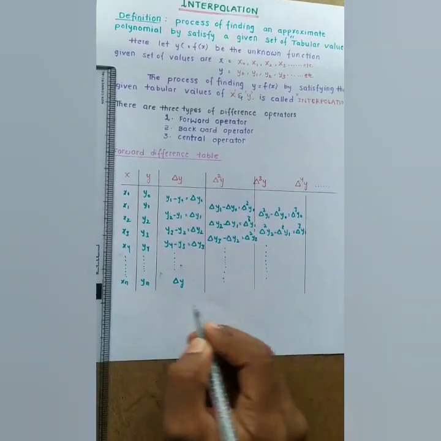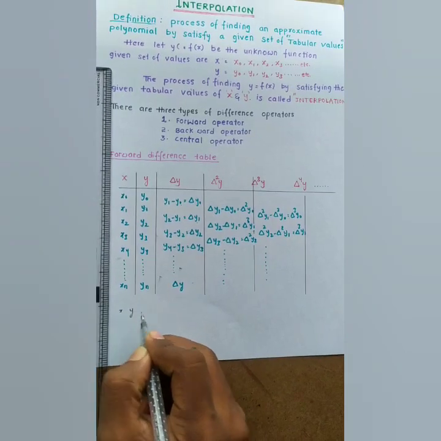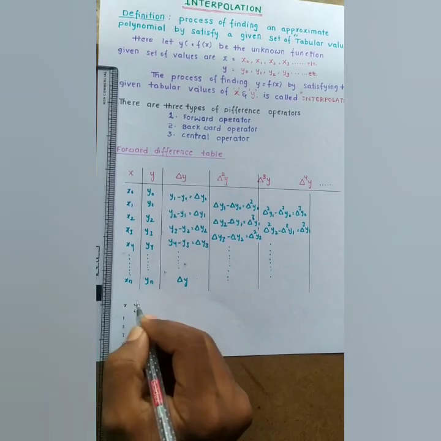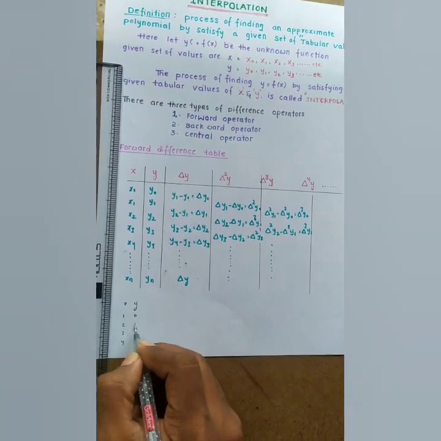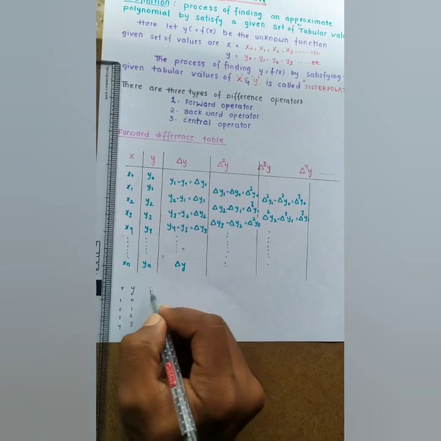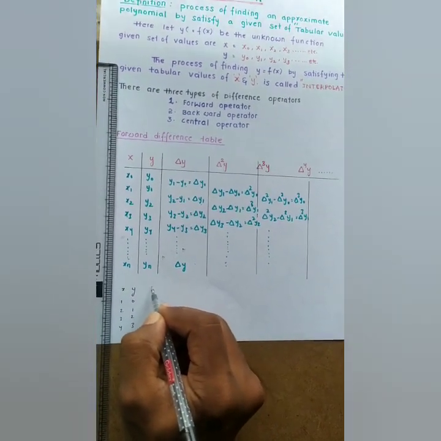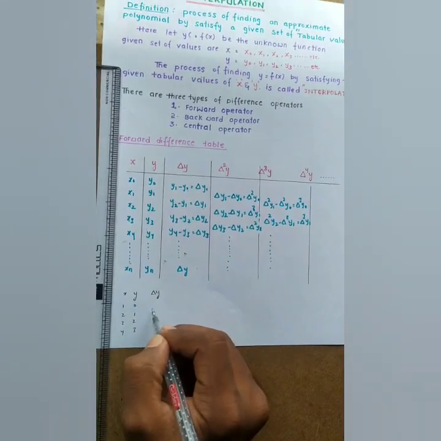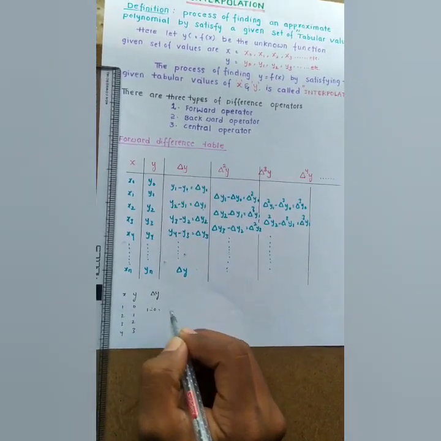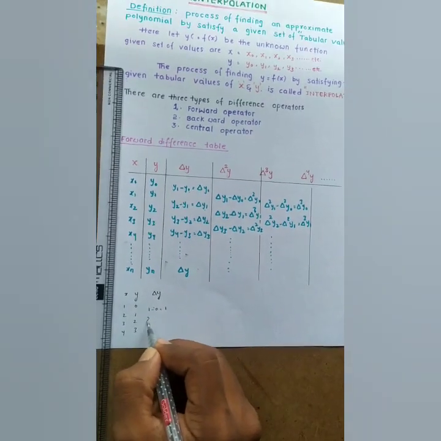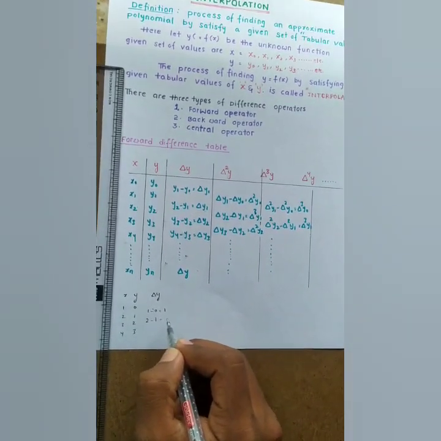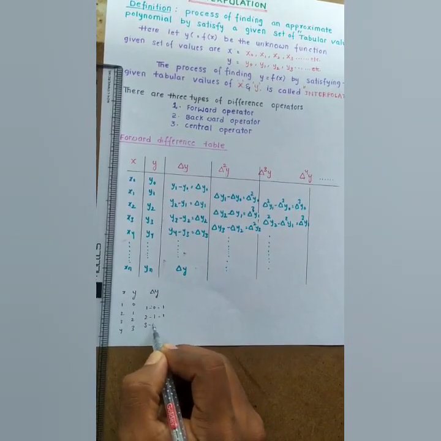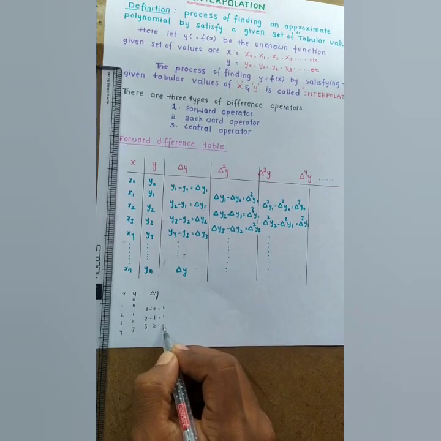Here we can see a small example. The values of x and y are given: x is 1, 2, 3, 4 and the values of y are also given as 1, 2, 3. Now we find delta y. The difference 1 minus 0 gives delta y0, which is 1. Then 2 minus 1 gives delta y1, and 3 minus 2 gives delta y2, which is 1.